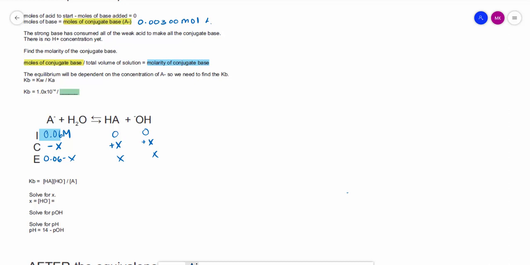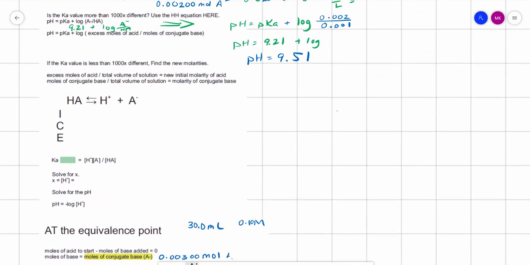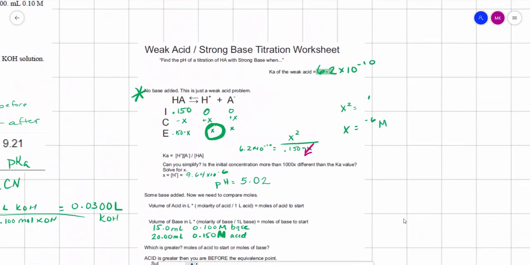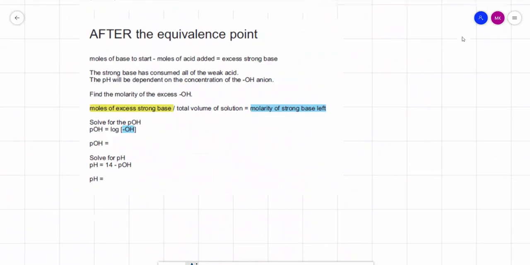You only have a KA when HA is on the reactant side. HA is on the product side this time. So I need a KB. And in order to find a KB, what I do is I set my KB equal to KW divided by KA. KA is 6.2 times 10 to the negative 10.